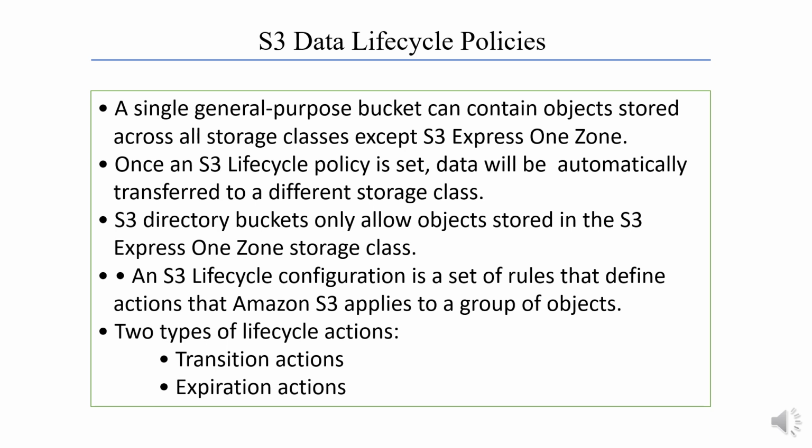For example, you might choose to transition objects to the S3 Standard-IA storage class 30 days after creating them, or archive objects to the S3 Glacier Flexible Retrieval storage class 1 year after creating them. Expiration actions define when objects expire. Amazon S3 deletes expired objects on your behalf.